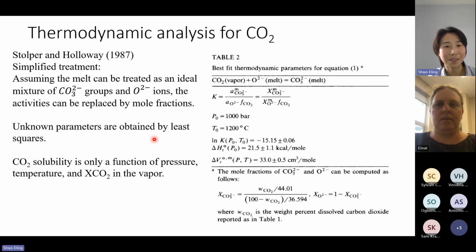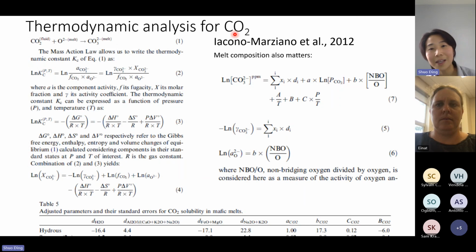If we look at a more recent model, it's actually the same idea. Here they simplified the activity coefficient, and here they try to deal with it in more detail. So it's the same equation. You write the equilibrium constant, and then you have the enthalpy change and the molar volume change. But here, instead of assuming the fugacity of CO2 is just the ideal one, let me see here. Oh, yeah.